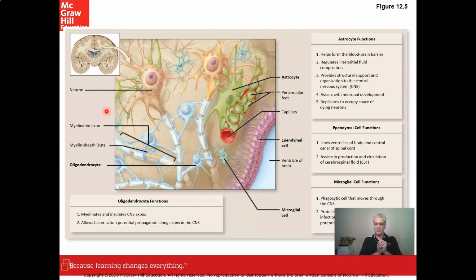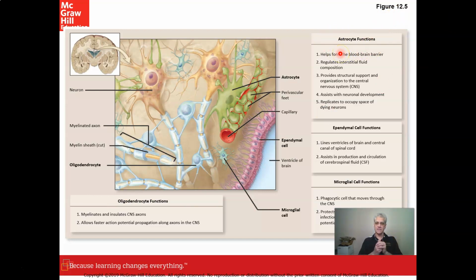And this is right out of your book. There are some other cells, of course. Let's talk about oligodendrocytes. Oligodendrocytes myelinate and insulate central nervous system axons. They do the same thing that Schwann cells do in the peripheral nervous system to peripheral nerves. There are some differences. We're going to talk about what those differences are. Right now, they produce the myelin covering for central nervous system cells, but not peripheral nervous system cells.